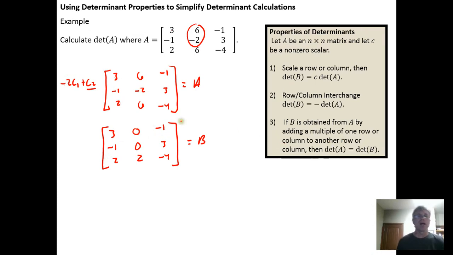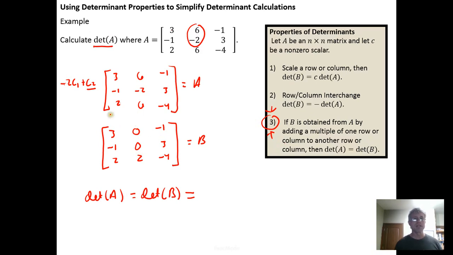So we've applied an elementary column operation, and the one that we've applied corresponds to property 3, which identifies that the determinant of the matrix B is exactly the same as the determinant of the matrix A. That means if we want to calculate the determinant of A, it will be sufficient to calculate the determinant of B. And we can calculate the determinant of B with respect to column 2, so we'll do a column 2 expansion.